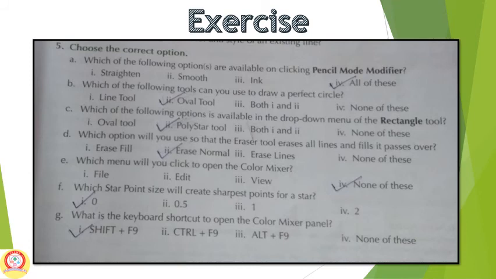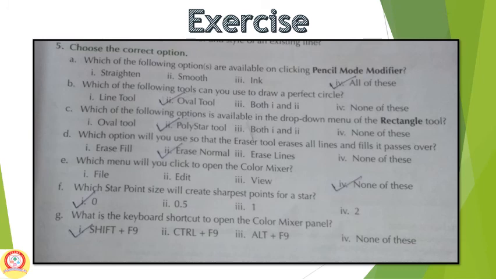Question 5. Choose the correct option. A. Which of the following options are available on clicking the Pencil Mode modifier? 1. Straighten. 2. Smooth. 3. Ink. 4. All of these. So it's 4th, all of these. B. Which of the following tools can you use to draw a perfect circle? 1 Line, 2 Oval, 3 both 1 and 2, 4 none of these. So it's 2, Oval tool. C. Which of the following options is available in the drop down menu of the Rectangle tool? 1 Oval tool, 2 Polystar tool, 3 both 1 and 2, 4 none of these. So it's 2, Polystar tool.